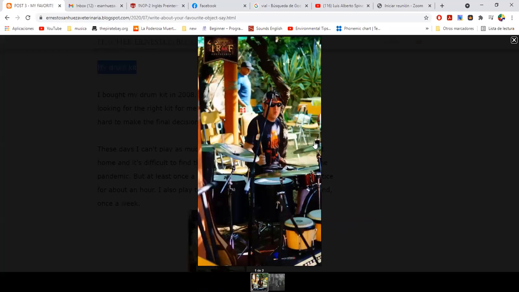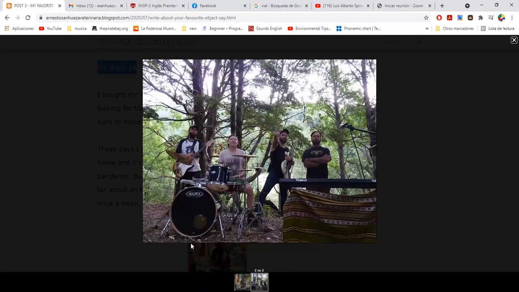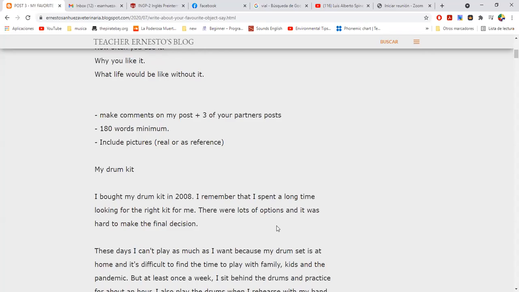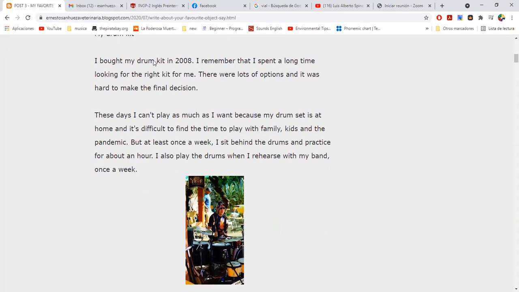My drum kit. Here you can see myself playing the drums with my drum kit. Here there is another picture with the drum kit and my band members. We are in the south in a beautiful forest a few years ago. Well, and this is my text.